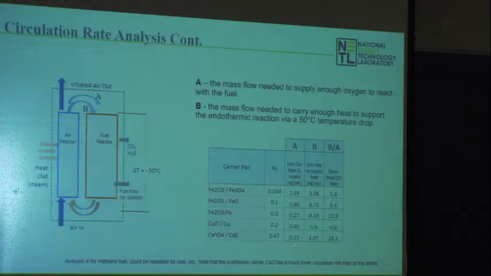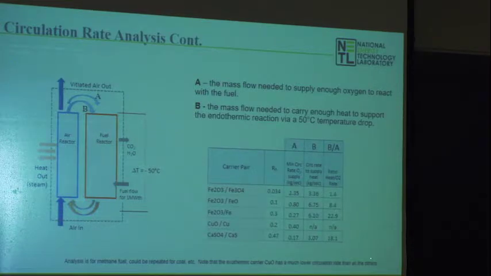Look at this one over here, calcium sulfate, sulfide, that ratio is quite a bit higher, that circulation rate, 3. So I take the ratio of A to B, that's the ratio of the circulation rate I need to keep the heat up at this level versus just to supply the oxygen. Lo and behold, I get down here to this carrier I thought was just great because of its oxygen capacity.